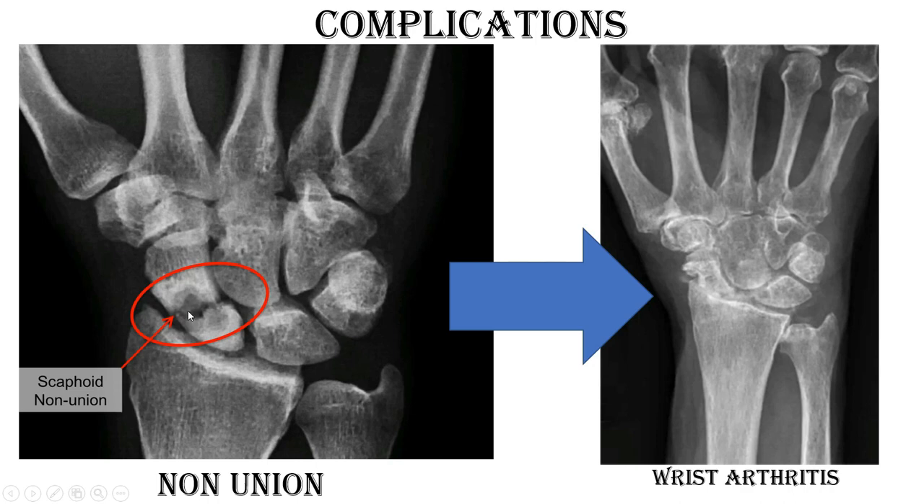Now if this patient was neglected for any reason, then this portion will go on to avascular necrosis. As a result, the articular surface will be lost, and as a result, secondary degenerative changes of the wrist occur. This is the reduction of the joint space, osteophytes, and total collapse of the proximal pole, and this is called wrist arthritis. And this occurs in the late cases. So the most common complication is non-union, followed by wrist arthritis.